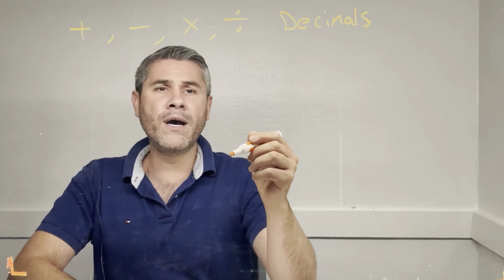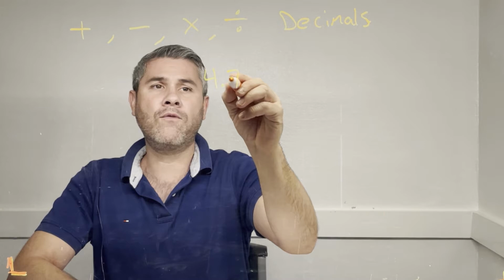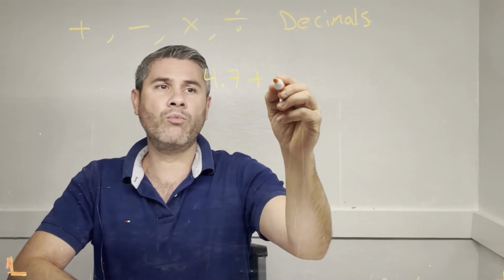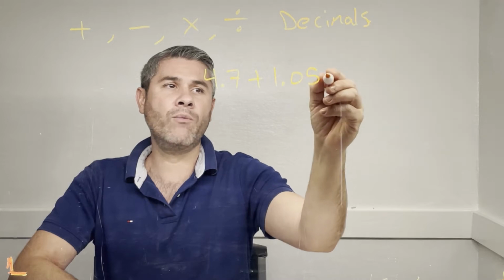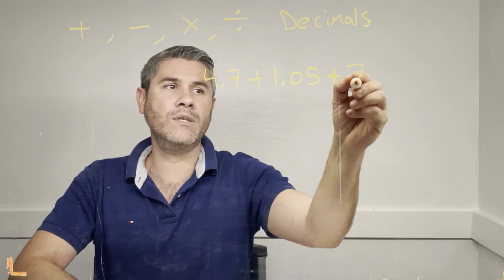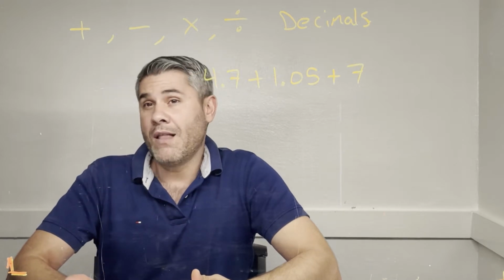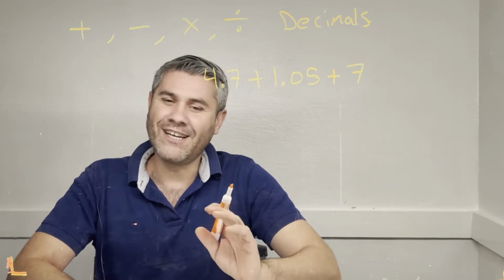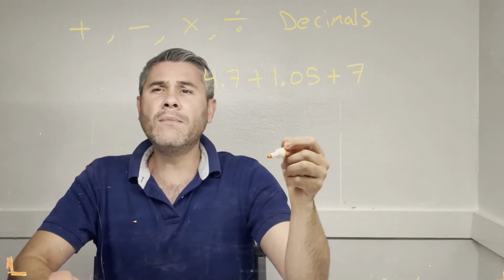So let's start off by, what do we do if we have to add 4.7 or 4 7/10? We need to add it with 1 and 5/100, and we need to add it with the whole number 7. So we have three numbers here. They're not aligned. So your teacher, yes, I know, threw you a curveball, but what do you do to actually answer correctly? Align them up, guys.